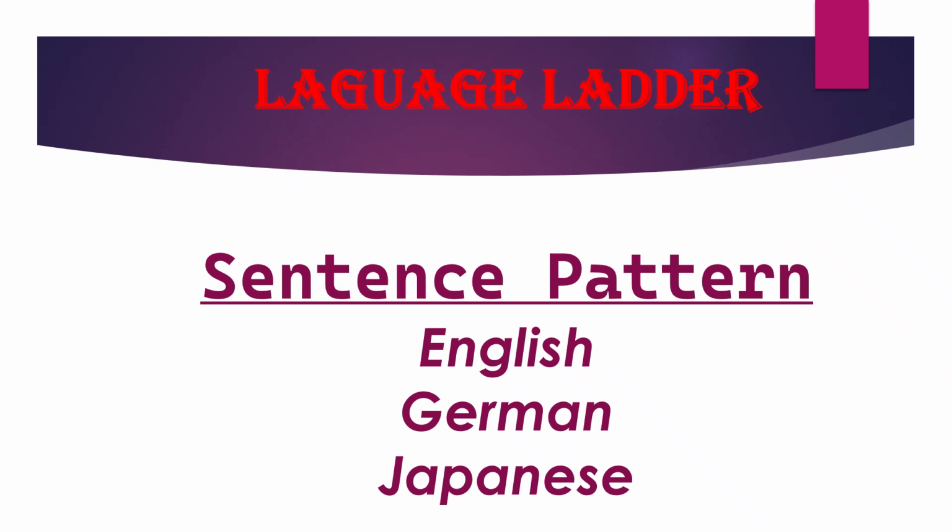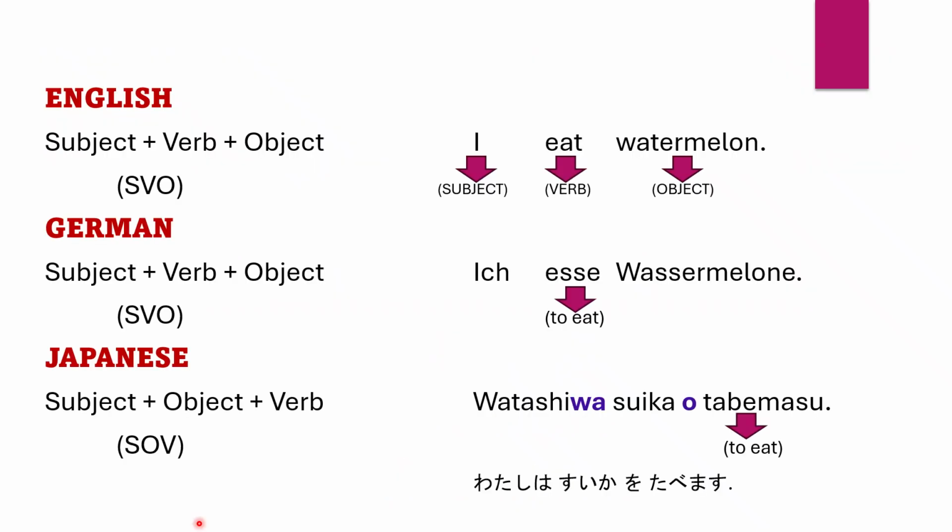So let's get started. Hajimemashou. Now let's talk about all the three sentence patterns. First of all, English. The English sentence pattern says subject comes first, then verb, and then object.